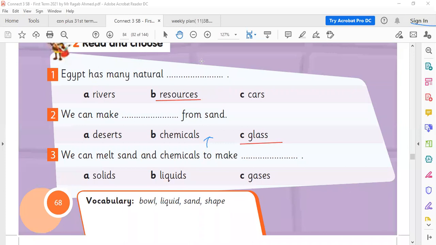We can melt sand and the chemicals to make a what? Liquid. I said we can melt sand and the chemicals to make liquid. Yes, we put sand and the chemicals and melt them to make liquid. Thank you. Okay.